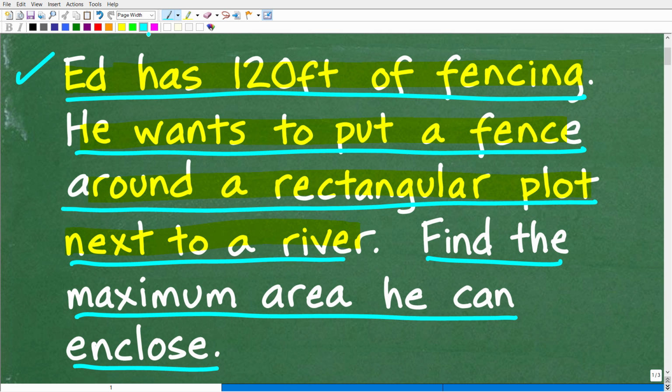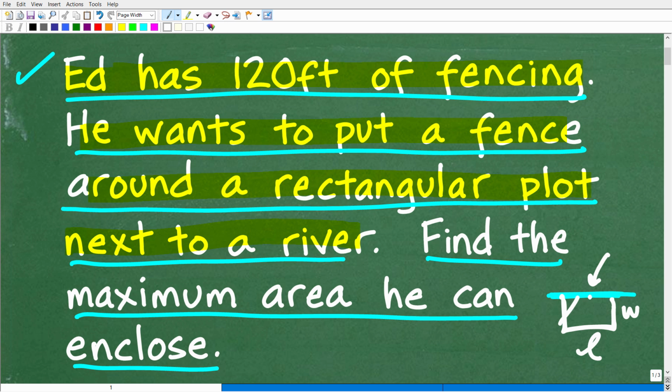Now this part of the problem could be a little bit confusing. So we have a river and the fence is going to make up three sections of this rectangular plot. Not all four sides, because the back side of what we're enclosing is the actual river. So that's an important detail just in case you were confused about what the problem is saying. We're only talking about three sections here, but we have some sort of width and some sort of length that we need to make this U section of the fence with this 120 feet, or Ed does.